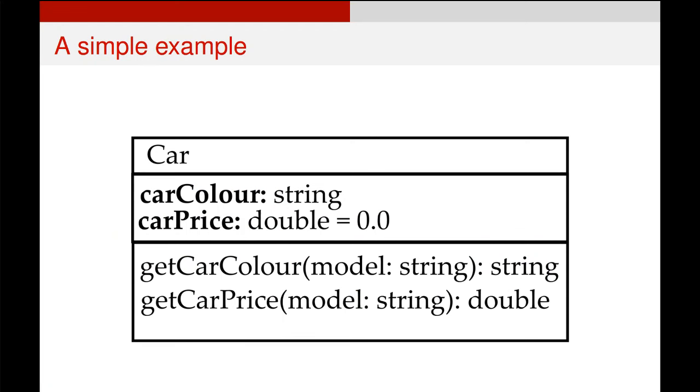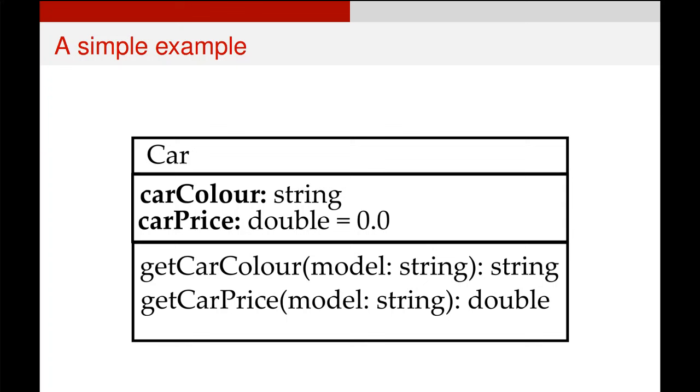Let's start with a car class. So our class has a color and a price and a default value, which is what that equals 0.0 is, if you ever want to show a default value on a class diagram. And then we've got two getters for both of those values there, with the return types labeled clearly and the parameter variable names and types labeled clearly then.